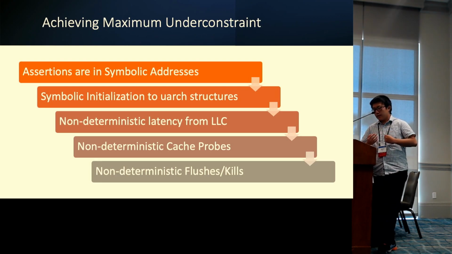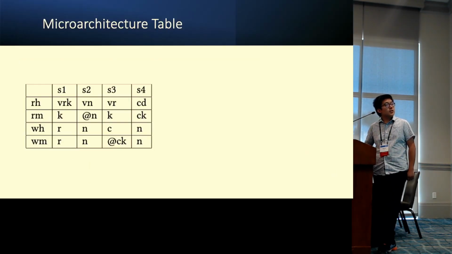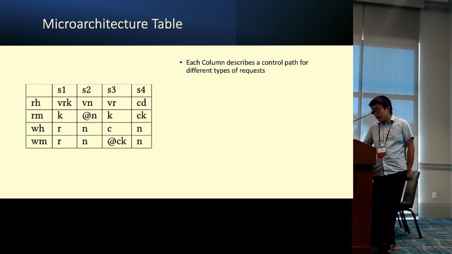So basically, we assume that all the signals can fire at any point unless it's not realistic. For example, the LLC won't reply some data to the cache until it is requested. So the heart of the input to our framework is a microarchitecture table where each column describes a control path for different types of requests. For example, from top to bottom, there's read hit, read miss, write hit, and write miss. And each row describes a different pipeline stage in our microarchitecture.